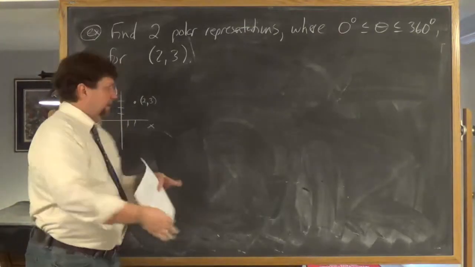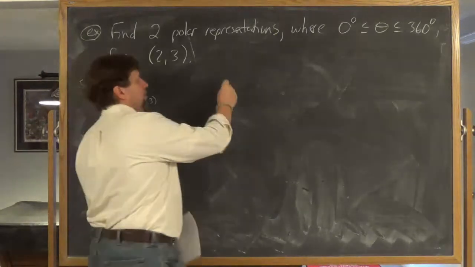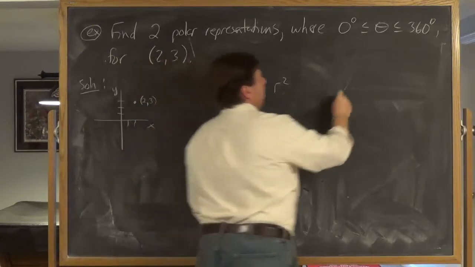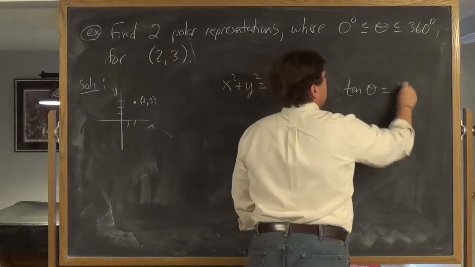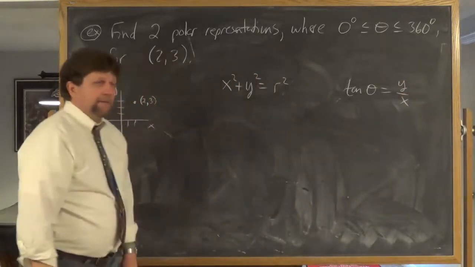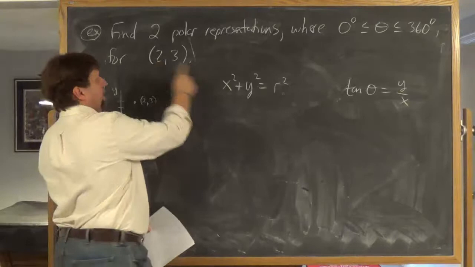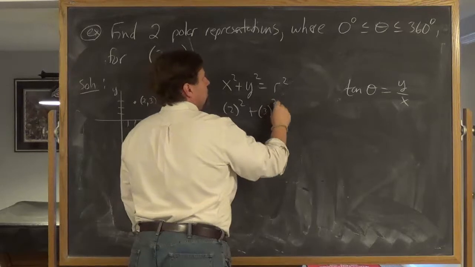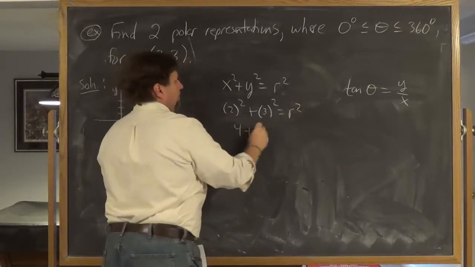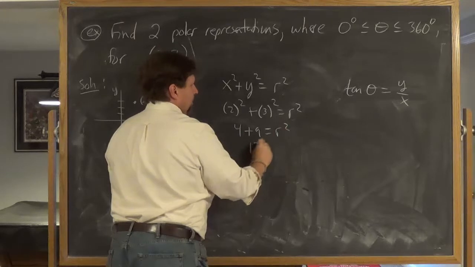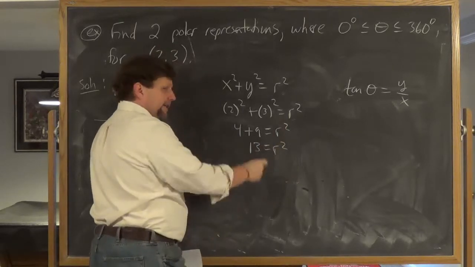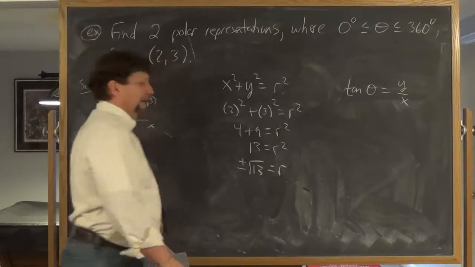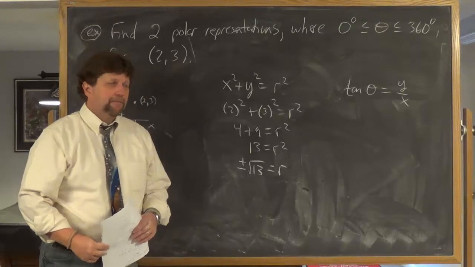All right, now let me get on with it. I have my point plotted. I need to use the formulas x squared plus y squared equals r squared, and tangent theta is y over x. You just substitute in: x is 2, y is 3. So you'd have 2 squared plus 3 squared is equal to r squared. 4 plus 9 is r squared. 13 is r squared. Take the square root of both sides, and it's important to remember that r is plus or minus the square root of 13.